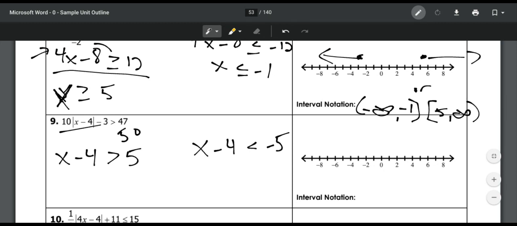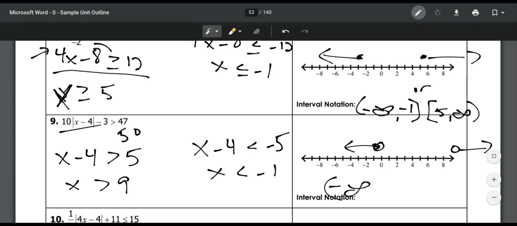And then you have x is less than, because you're adding 4, adding 4. And make sure you're checking your graphs and your interval notations also. So less than -1 and more than 9. Whoops, I did not mean to, that should not be colored in. Okay, and then it's negative infinity with the -1 or 9 infinity.